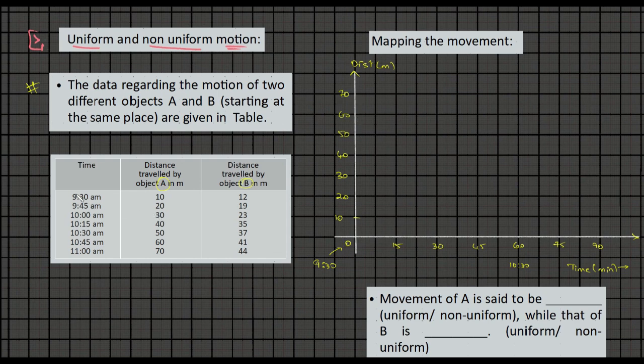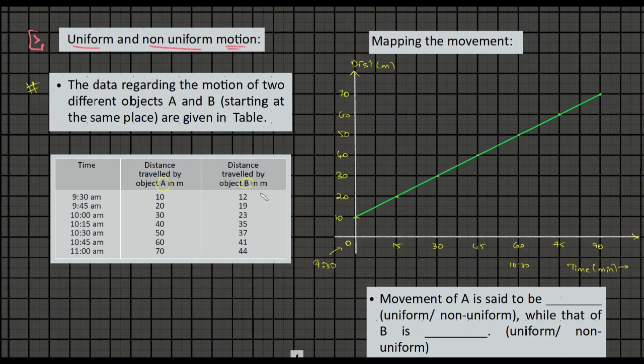Now, the object initially to begin with was 10 meters away from the origin. And after 15 minutes, it is 20. Then after 30 minutes, it was at 30. 45 minutes, it was at 40. In an hour, that is 10:30, it was at 50. And then 60, and then 70. So if we join all this, what do we get? We'll get a straight line.